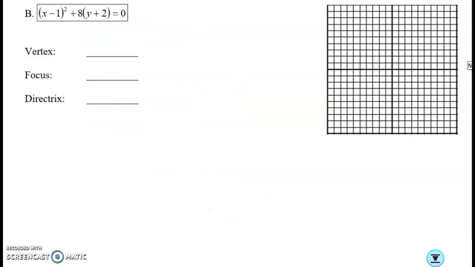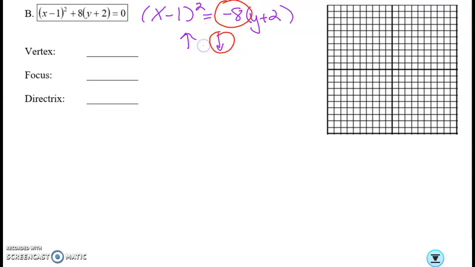Next example. Okay, this one, they kind of wrote it in a little bit of a different form, just so you understand that you're going to want to keep your squared term over on the left-hand side, and your non-squared stuff is going to be on the right-hand side. So a little bit different than what we're used to talking about. Since x is squared, we know that this one's going to open up or down. And our 4p value, kind of jumping ahead, is -8. So I'm going to say this one's going to open down.